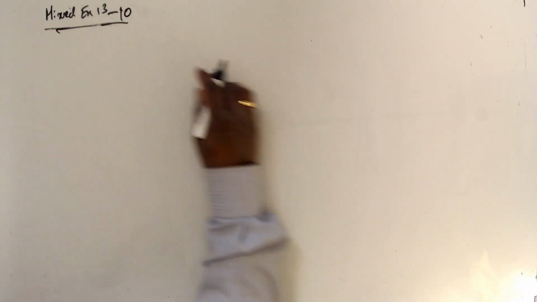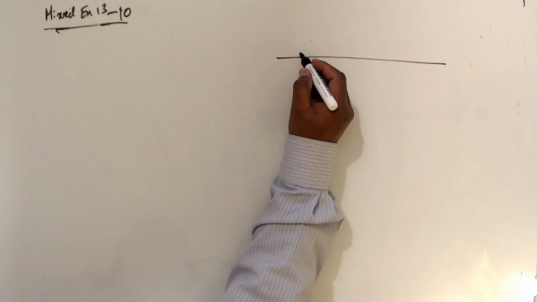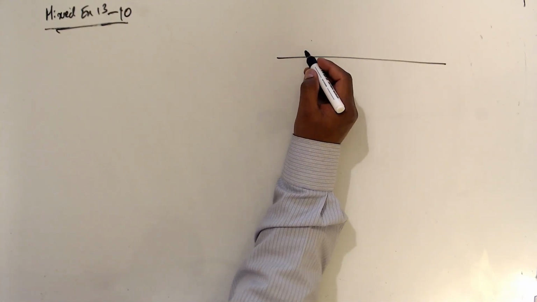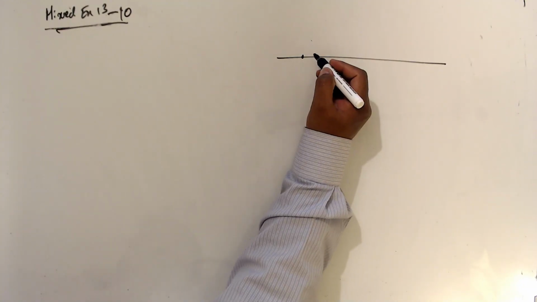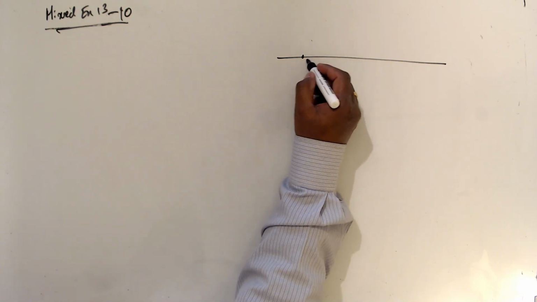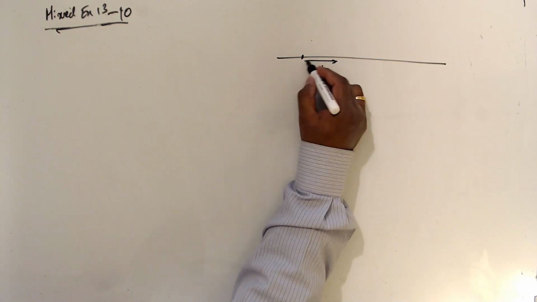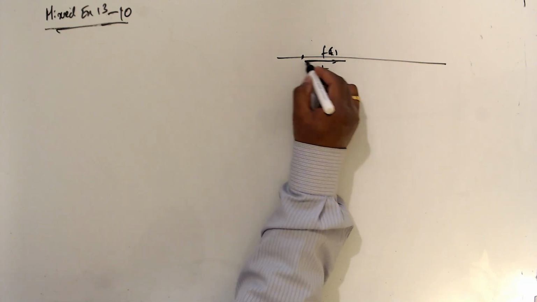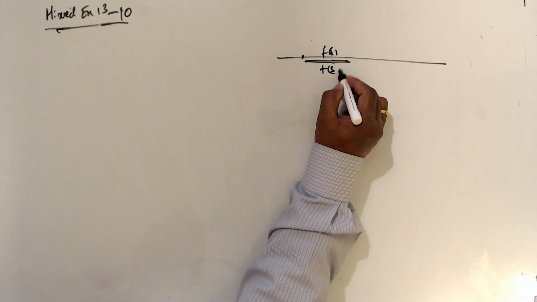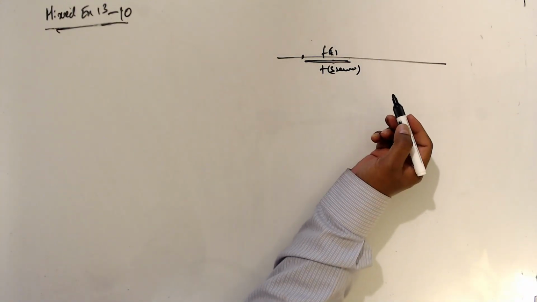Question number 10. It is a cyclist. So assume a cyclist is traveling along a straight road, starting from a fixed point, and we count from here. After t seconds, the distance is given by f(t).